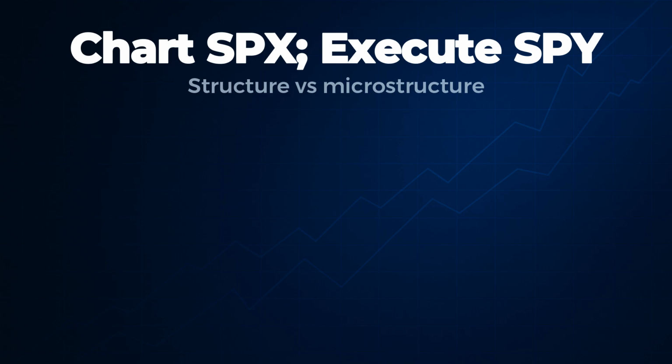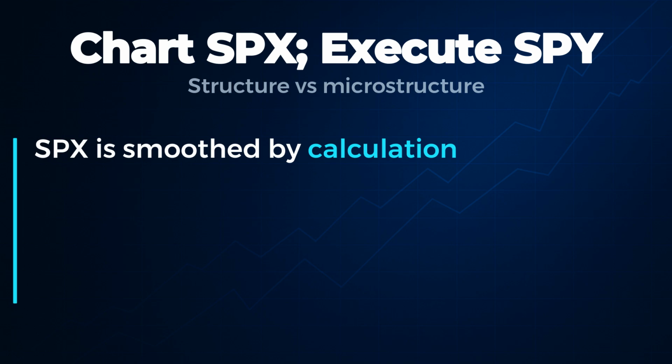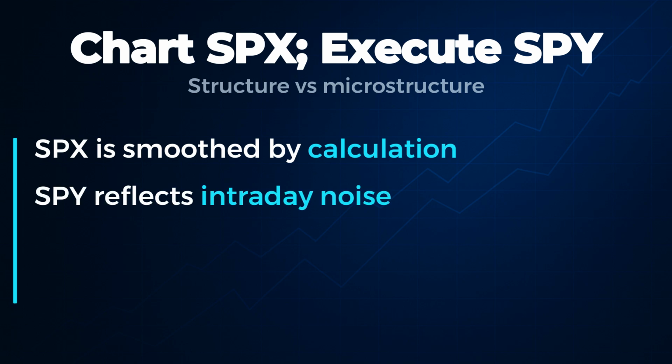If you draw support and resistance on SPX, but execute trades on SPY, you'll be wicked out more often. SPX is smooth by calculation. SPY is not as smooth because it trades through live auction mechanics.